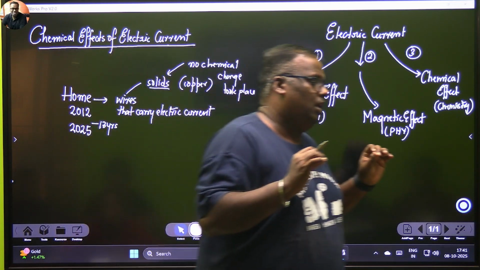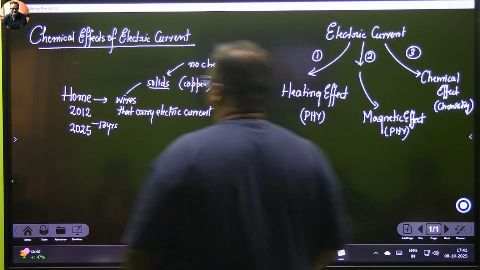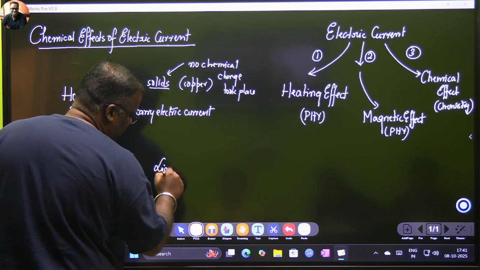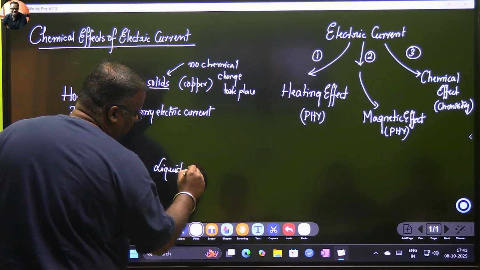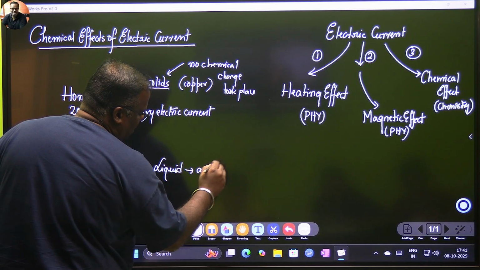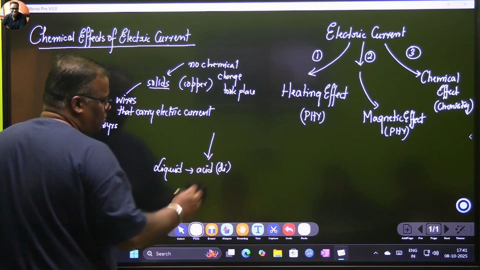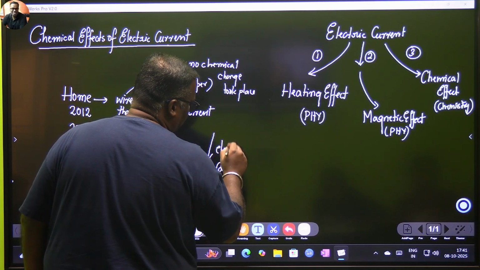So if I now try to do one more thing, let's say I take a liquid, and let this liquid be an acid, a dilute acid. And through this dilute acid, let me pass electric current.